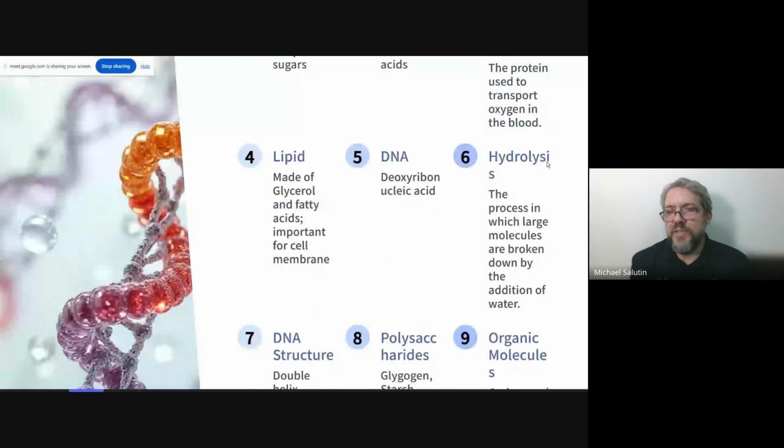We're going to go back to number 6 now, the process that breaks down large molecules in the body, which is called hydrolysis. The key to the meaning of this word is in the name: hydro meaning water, and lysis meaning to break. So, water break. Literally, water breaks these molecules down into smaller particles.